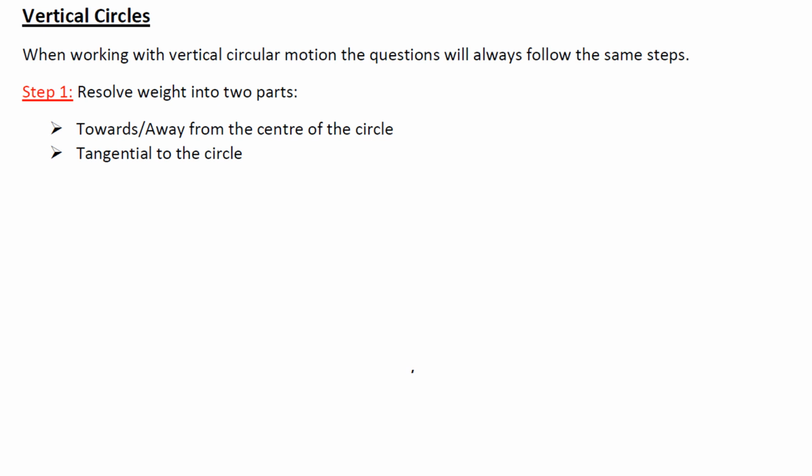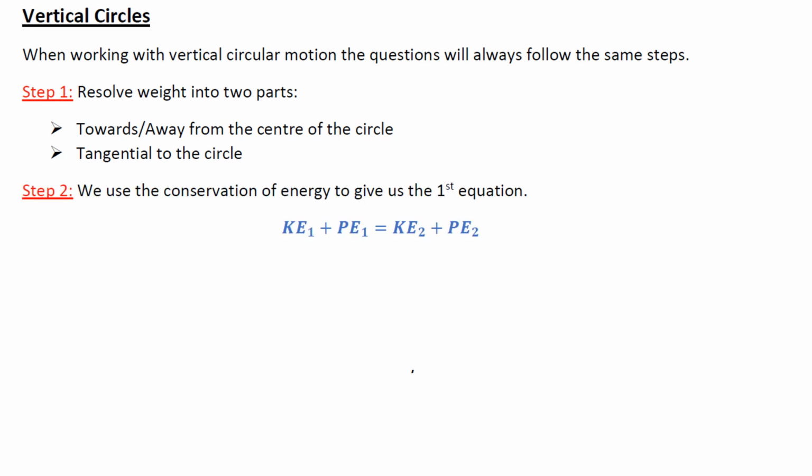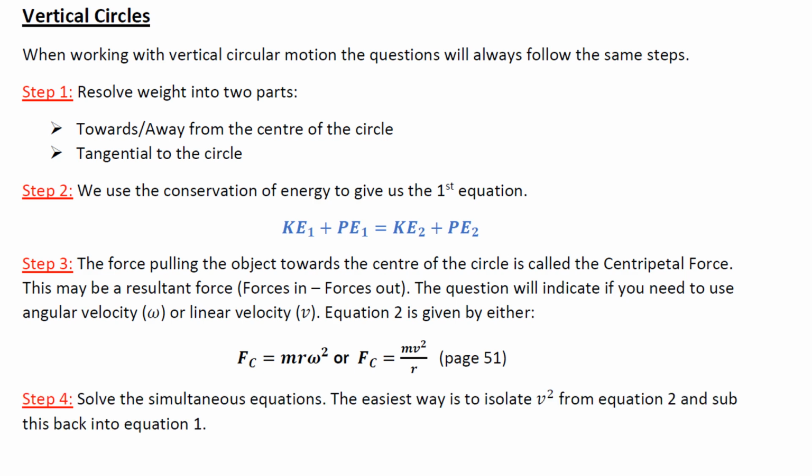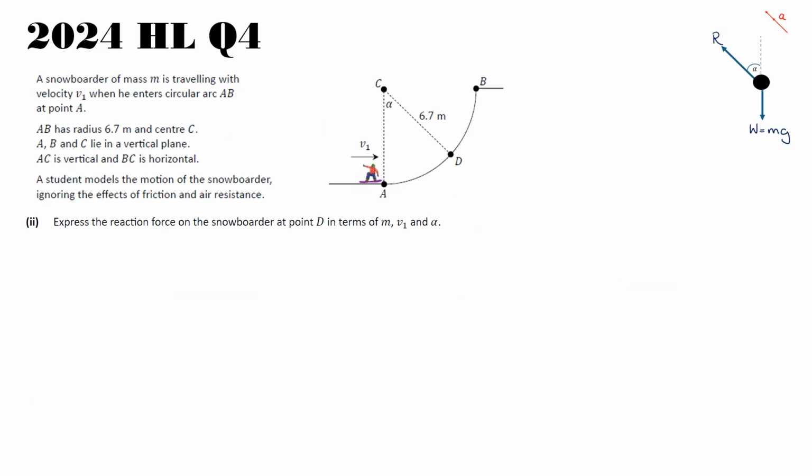So step 1, we're resolving weight. Step 2, then we use the conservation of energy. That gives us our first equation. And then step 3 is we use F equals ma. That's going to be thinking of a in terms of our centripetal acceleration. So we have r omega squared or v squared over r. Either of those will work. That gives us our second equation. And our final step then is to solve that. So even though this question seems a little bit tricky, we're still being asked a vertical circular motion question, and we're going to follow these steps.